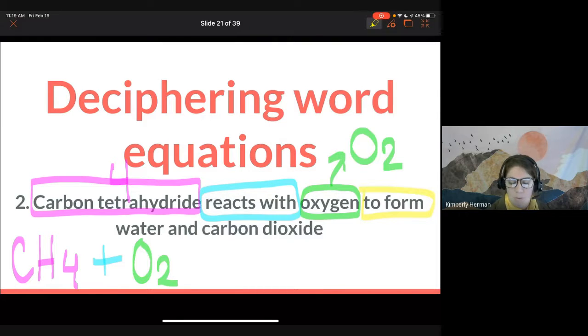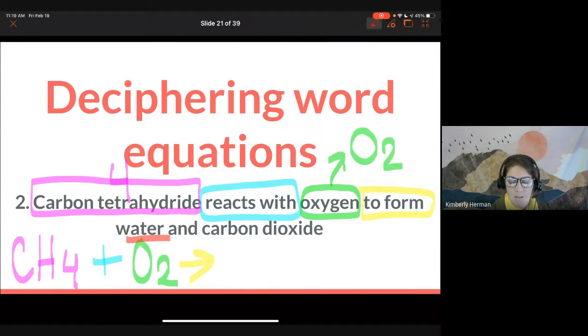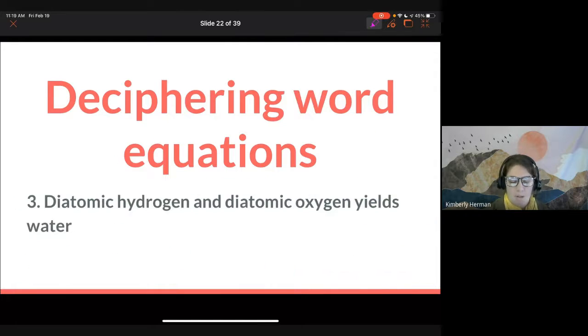To form is going to be our yields arrow. We have water again, so that's H2O. Then we have and, that represents our plus, and then can we translate carbon dioxide? So carbon would be C, di would be 2, and then O2 for it. So that one was a bit easier because we had just been working with molecular compounds. Let's try our next one.